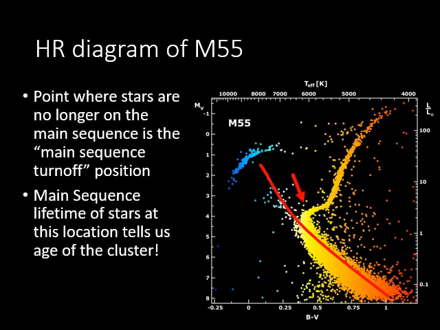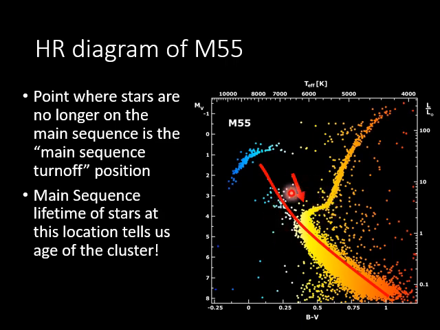So that key point where the graph kind of takes a right-hand turn is called the main sequence turnoff. That is the point where stars are no longer on the main sequence. They have pulled over. They are turning into giants or supergiants. The lifetime of stars at the main sequence turnoff point tells us the age of the star cluster. This is exactly how we're going to figure out how old the stars are.